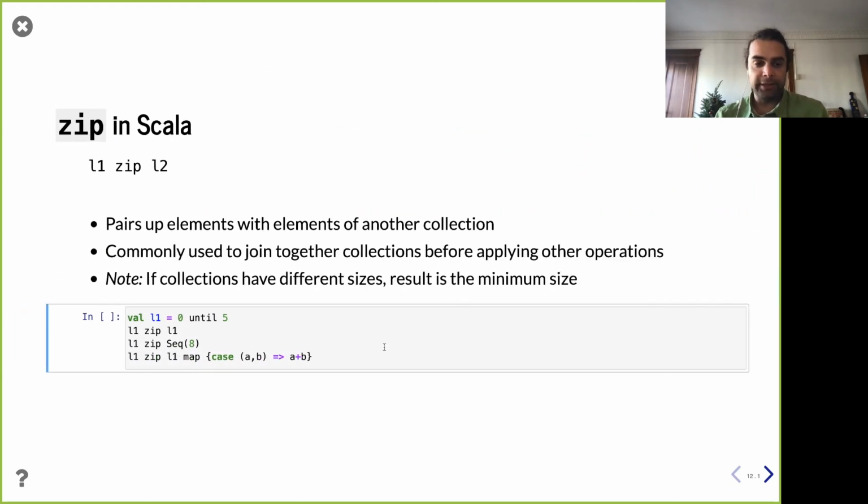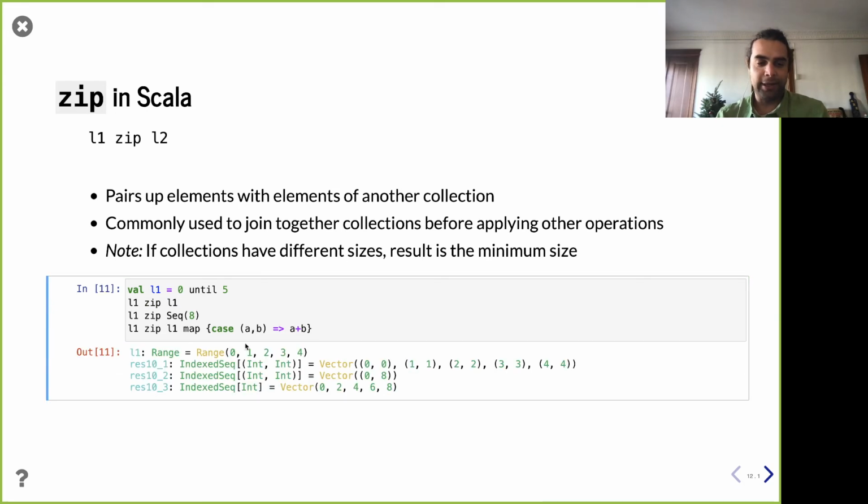And so if we go ahead and look at this encoding, in this case, I'm lazy, so I have a single collection and I'm just zipping with itself. So we want to see what that looks like. We had 0, 1, 2, 3, 4. If I zip it with itself, well then we have 0, 0, 1, 1, 2, 2, 3, 3, 4, 4.